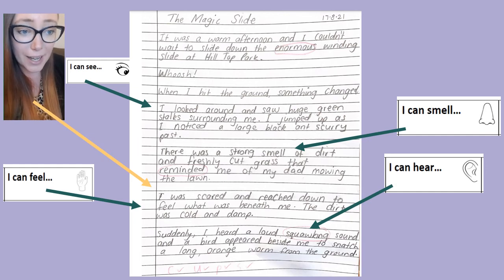In my writing here, I've got lots of paragraphs, lots of detail, adjectives, and I've expanded on my ideas using conjunctions like and. This is what your writing is going to look like.